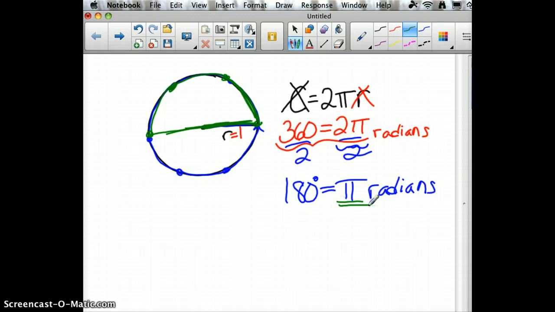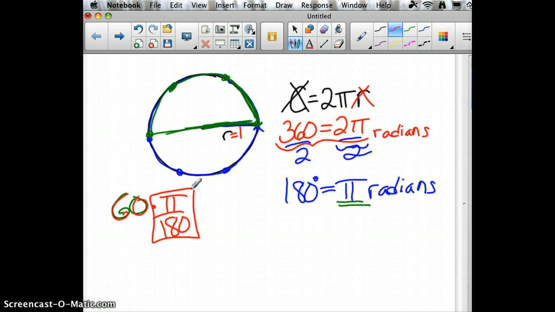Now this is interesting, because I know you've learned how to convert. If I have 60 degrees, they teach you in Algebra 2 and pre-calculus that to convert that to radians, you multiply by pi over 180. But why does that work? Here's why right here. It's because these are equivalent. If I divide both sides by 180, you'll notice I get 1.